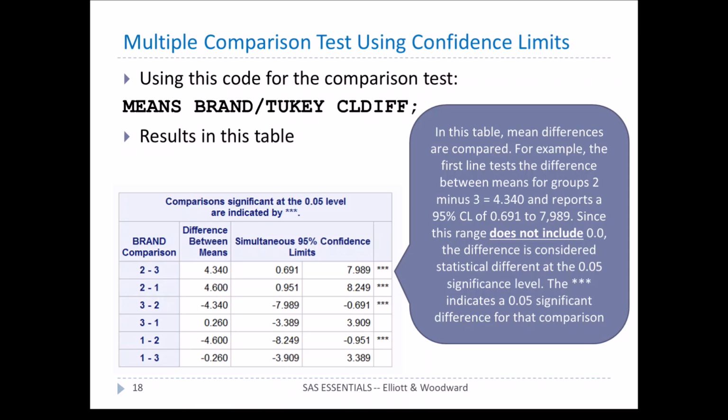Again, here's another way to look at it. If we have the statement means brand / Tukey CLD difference, that's going to give us some simultaneous 95% confidence limits on the difference between the means. And here we're going to compare every pairwise comparison. So here we have on the left brand comparison 2 to 3, 2 to 1, 3 to 2, and so forth. And then if we go to the far right, we see the little 3 stars there. That indicates a significant difference, again at the 0.05 level in this case. So we see that it's the same results, but just displayed in a different manner.